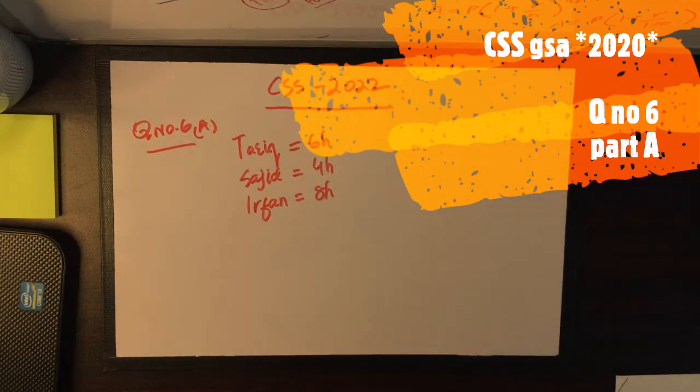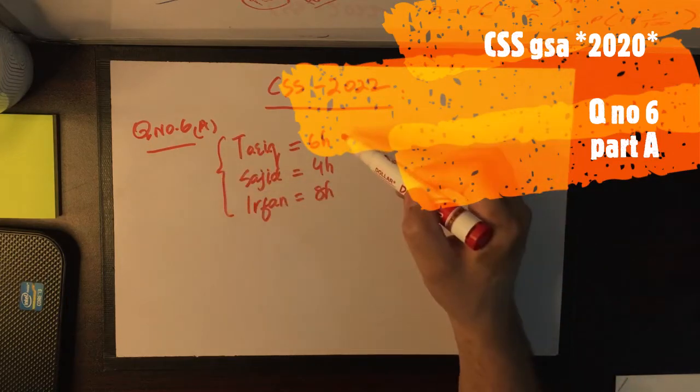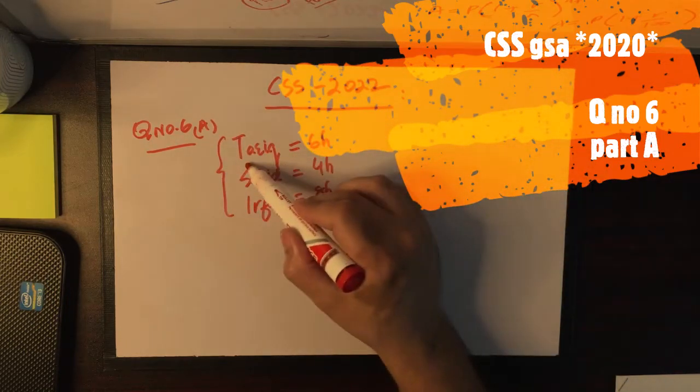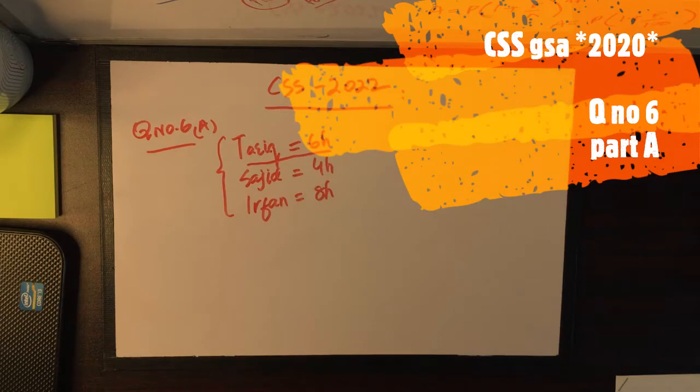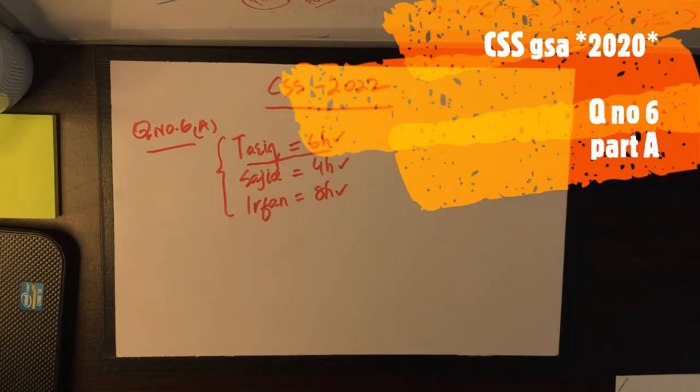Now, what it asks us is: Tariq and Sajid start doing the work. Sajid leaves after 2 hours and Irfan replaces him. How long would it take to complete the work? Basically, there are 3 people and the question gives us the time that they take to finish a job.